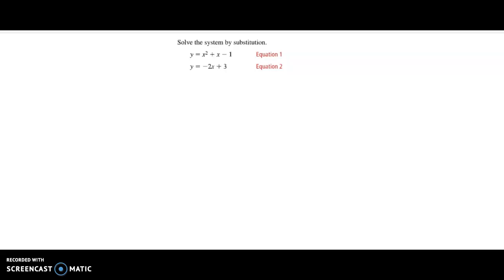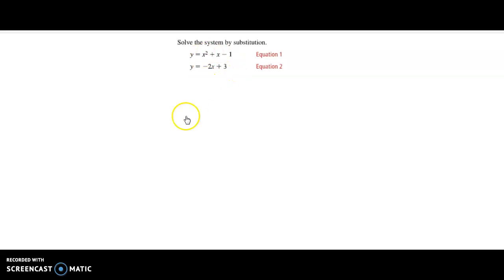Now, graphing is a good way to approximate solutions of systems of nonlinear equations when the coordinates of the intersections are not integers. However, there are times when we do need to get the exact answer. And this is where substitution and elimination methods come in. So I'm going to take a look at this example.